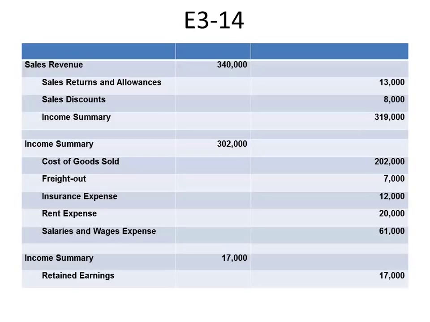So if revenue has a credit balance, you have to debit it to bring it to 0. Sales discounts and sales returns actually have debit balances. They go in the opposite direction as the sales, right? If you have a sales return, you have to reduce your sales. That's what these accounts do. So they have debit balances, you have to credit them to bring them to 0. To balance that journal entry, you credit income summary for $319,000.